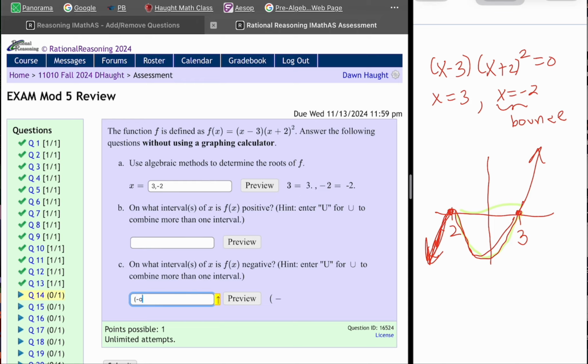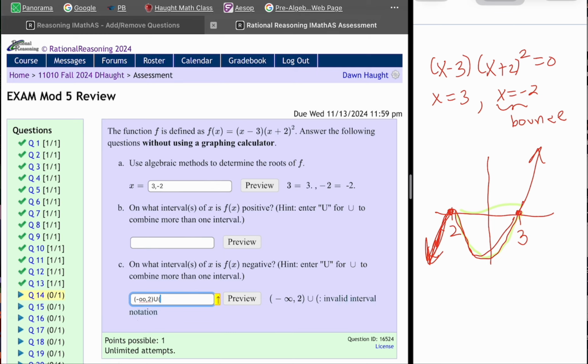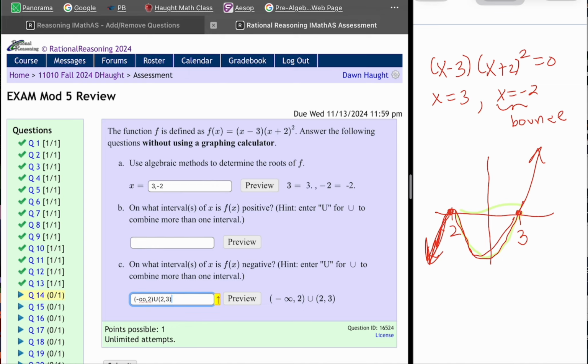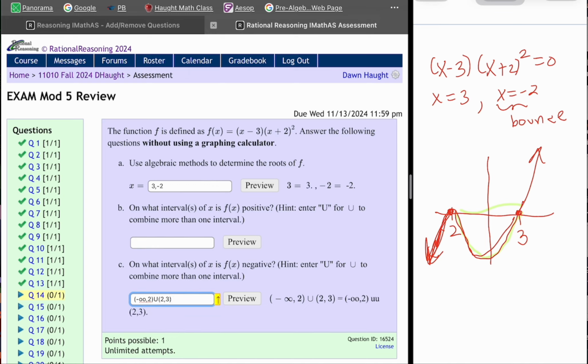From negative infinity to negative 2. Now negative 2 is a 0, so it doesn't count. That's why we have to skip it. And then again, we're below the x-axis from negative 2 to 3. Now, the positive intervals are where we are above the x-axis, from 3 to infinity.